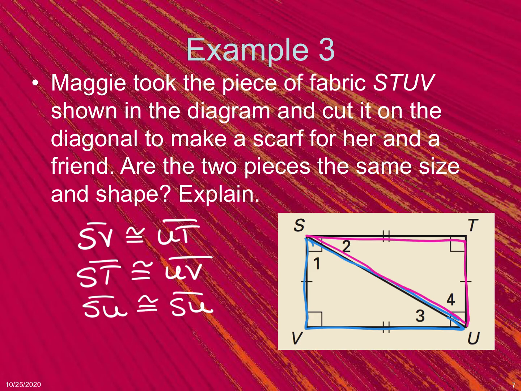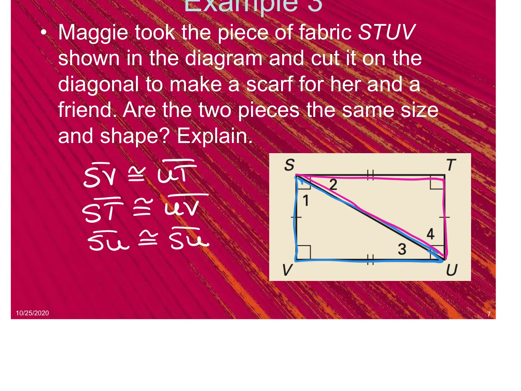Now I need to go back through and find the congruent angles. So I can say V and T, they're both right angles. So angle V is congruent to angle T because they're right angles. And then the other two are going to be alternate interior. And the reason why I know that they are parallel lines is, remember, if you have 2 lines perpendicular to the same line, then the lines are parallel.